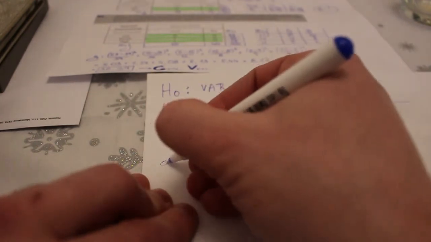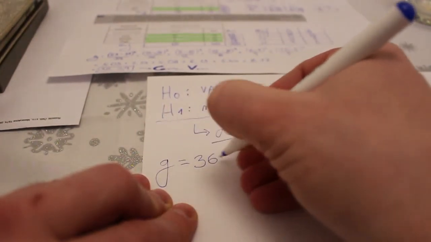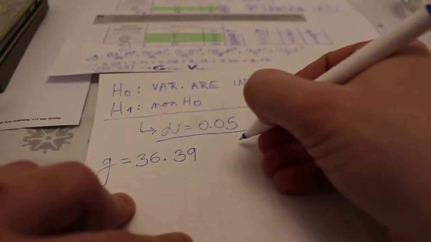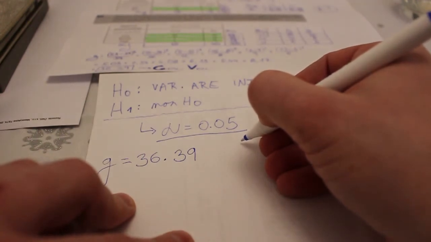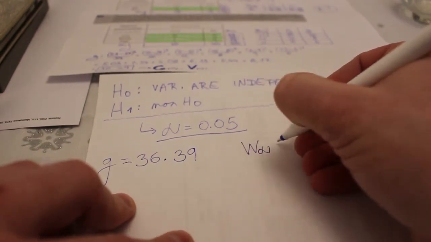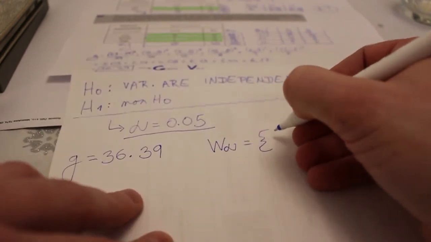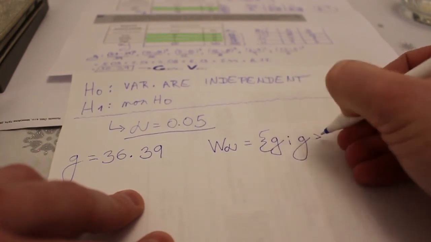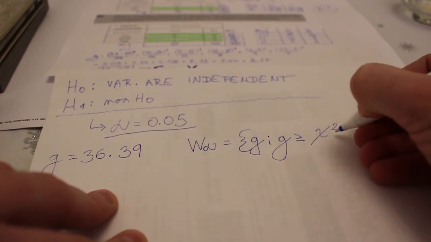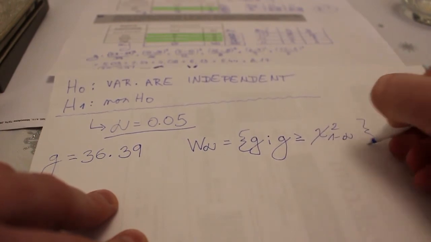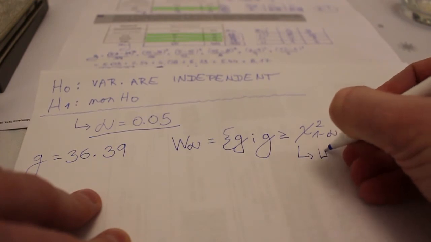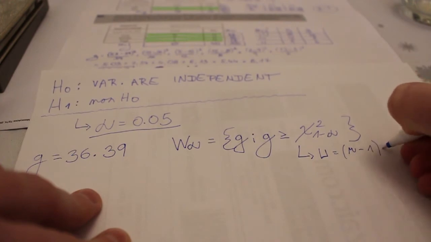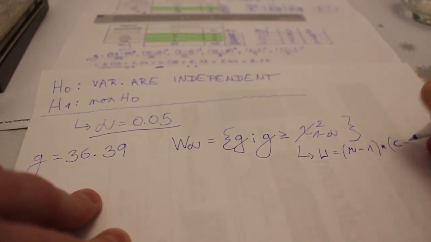So what is necessary for us? It's necessary to know the value of G, which was 36.39. And after, it's necessary to know how the rejection region, W alpha, looks. The rejection region is defined as follows. For the statistic G it is valid if G is higher or equal to the critical quantile chi squared 1 minus alpha with degrees of freedom nu, and nu is equal to rows minus 1 times columns minus 1.